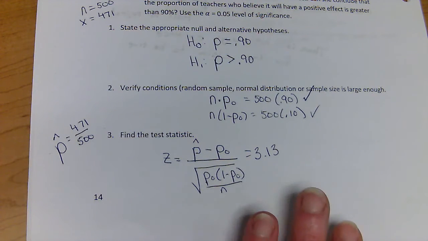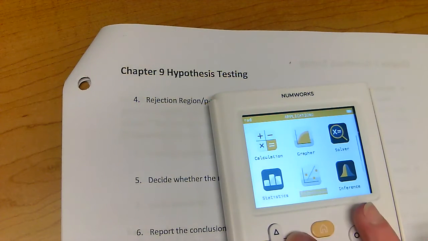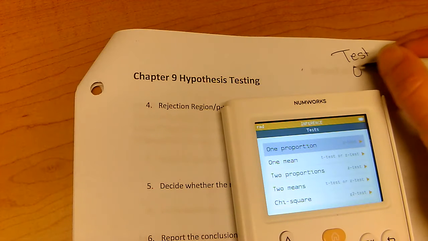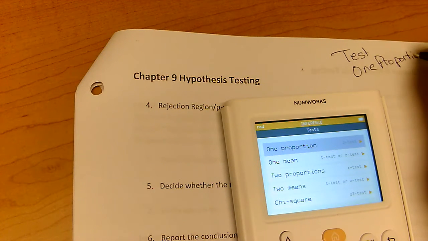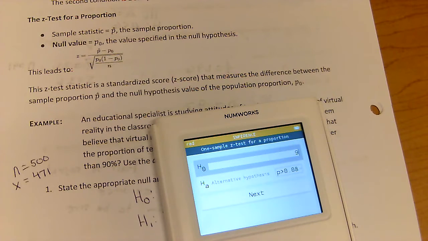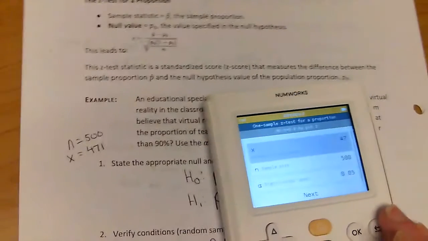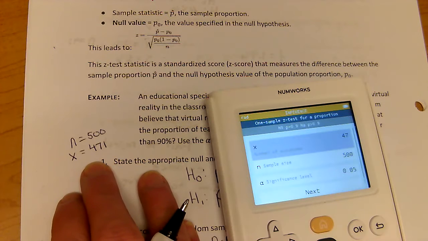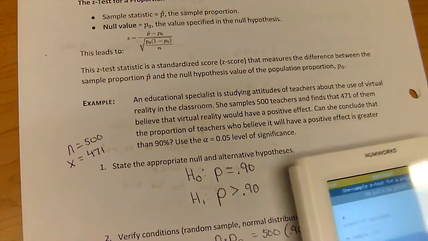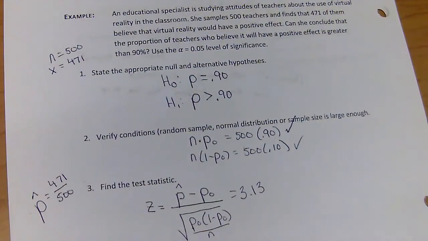Wow. Okay, so the next thing we want to do is calculate our p-value. I'm going to go to inference, test, and we're dealing with one proportion. So test, one proportion. I better flip back over to get all my information. One proportion. My null hypothesis was 0.9, 90%. And she was talking about it being greater, so greater is fine. Number of successes, that's the number of people in the sample who agreed, so 471. Sample size happens to be 500. Significance level, 0.05. Next. Test statistic, 3.13. Hey, that's what we got.